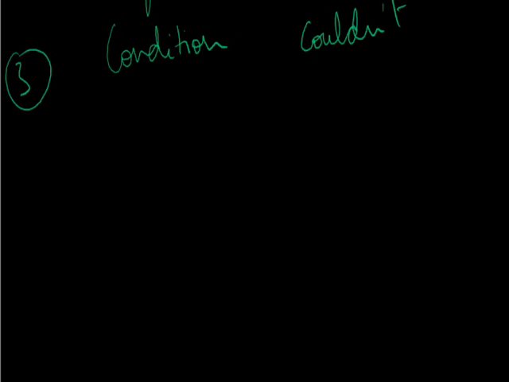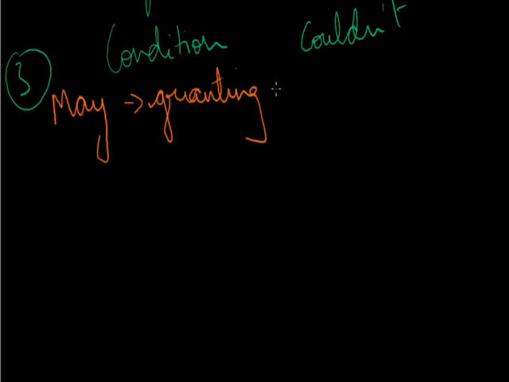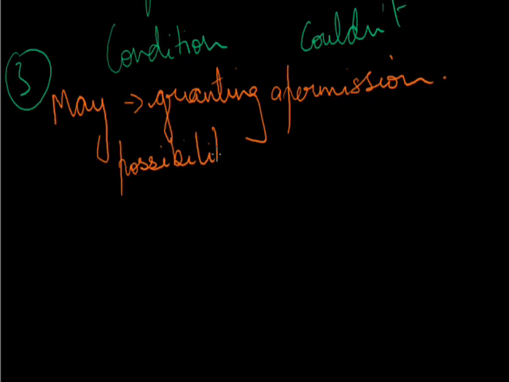Third, may. May is used as an auxiliary, followed by an infinitive without to or with an infinitive understood. It indicates a request or granting a permission. For example, may I use your calculator? Granting the permission: yes, you may. It talks about possibility. It may snow in the evening.